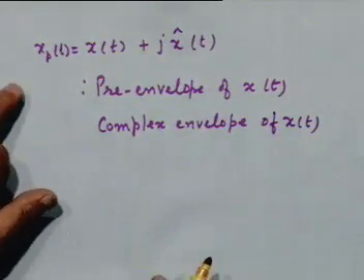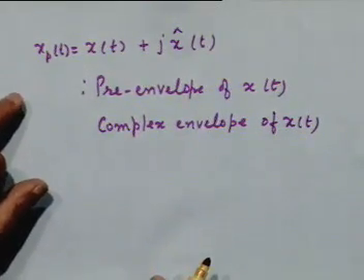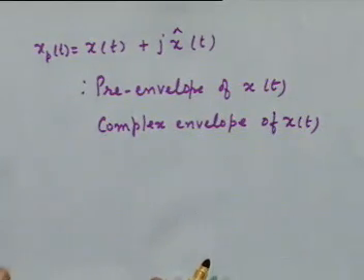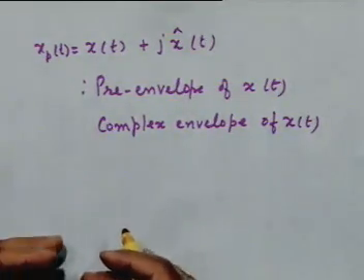So this analytic representation x_p(t), which is defined as x(t) plus j times x hat(t), we also call the pre-envelope of x(t) or the complex envelope of x(t). Precisely what is the relationship of this x_p(t) to the envelope that we just discussed is something we'll take up in the next class.